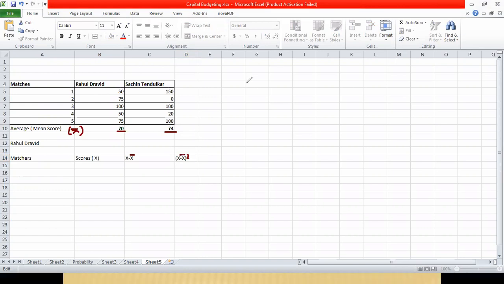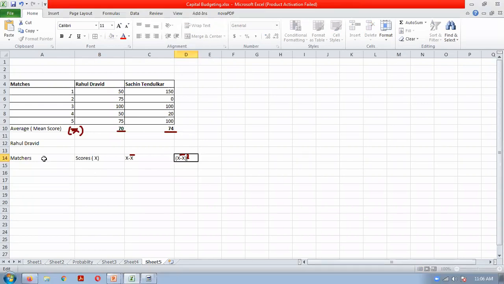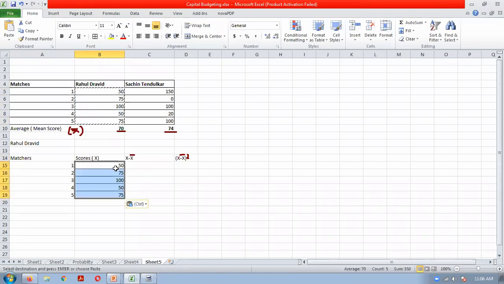Okay, so these columns will be there. Everybody can note down: matches, x scores, that is the scores, then x minus x bar column, and x minus x bar whole square. So matches is 1, 2, 3, 4, 5. Scores are given. Okay, x bar we have already calculated. For player 1 it is 70.